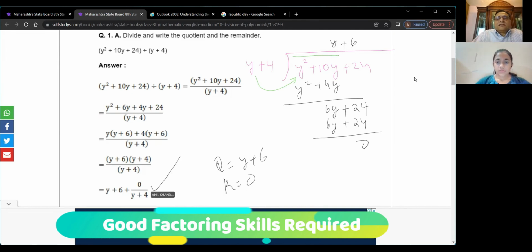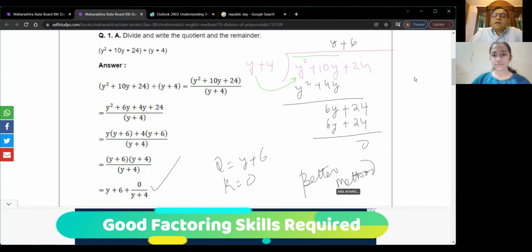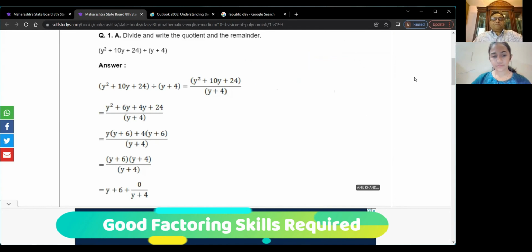You can always write this division statement from here. Is that clear? But it is much, much easier than the method shown. So if you have a choice, avoid the factoring method, you can do the long division. So long division is better method, right? Okay, let's move on. Take the next example.